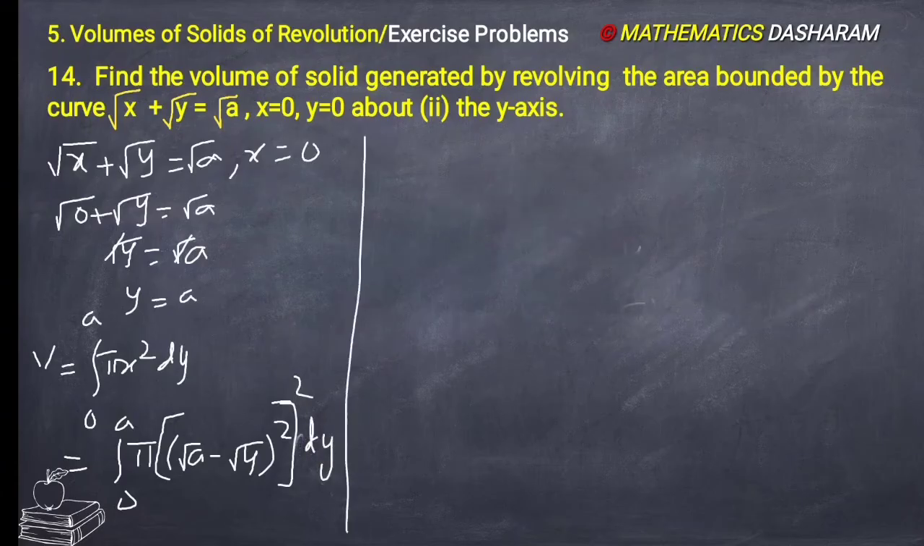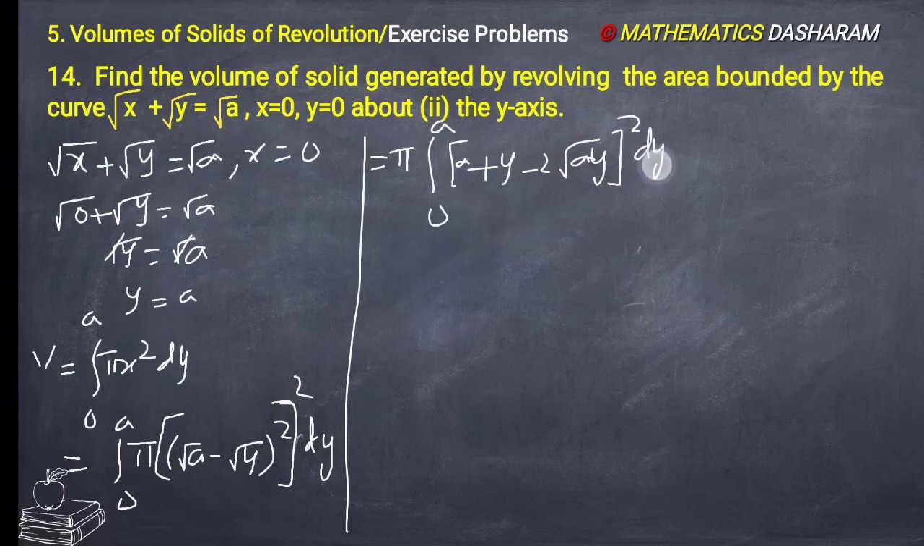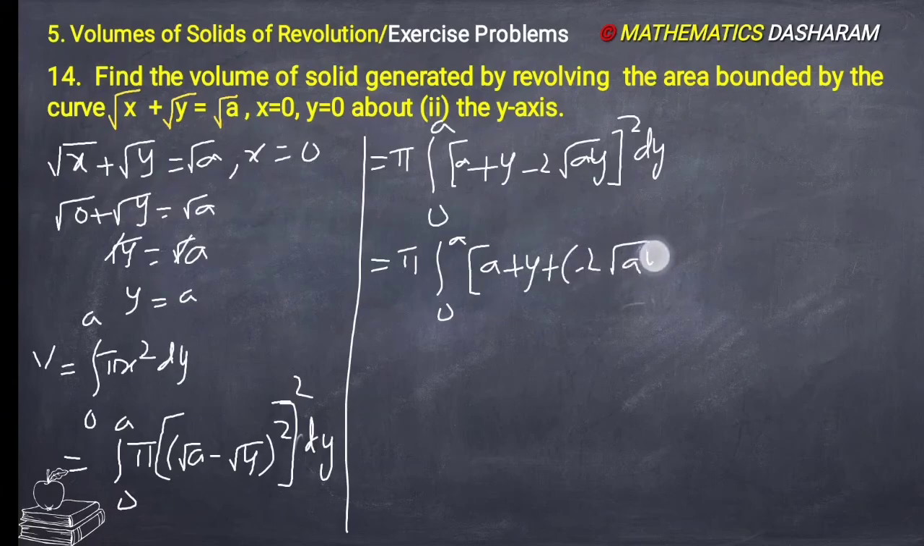So first, pi is a constant, integration 0 to a. First apply the (a minus b) whole square formula here. Square root a whole square means the square root cancels. Here also y minus 2 into root a into y, whole square dy. Now it is equal to pi into integration 0 to a of y plus minus 2 into root a into y, whole square dy.